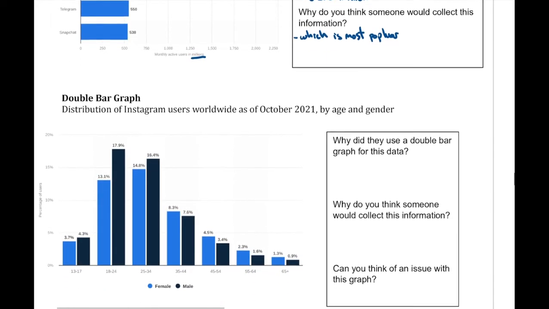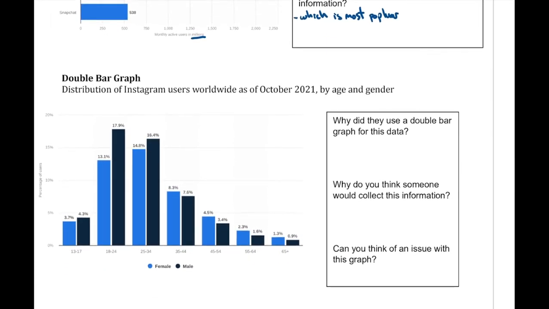Moving on to our double bar graph. So this is the distribution of Instagram users worldwide as of October 2020 or 2021 by age and gender. So again, why do you think they used a double bar graph for this data?